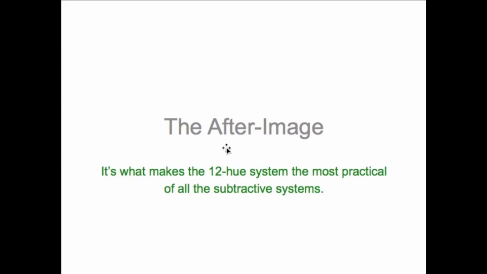And one of the things that we do need to understand is the after image. And the after image is what makes the Itten 12 hue system the most practical of all the subtractive systems. The Itten 12 hue system is the one that's just been described. There are other systems of color. There's Goethe, there's Holzhol, there's Munsell, there's Ostwald. There's a variety of systems that are discussed in your textbook. The Itten is the most practical because it is the one that closely seems to reflect actuality. It reflects reality. So it is trustworthy.